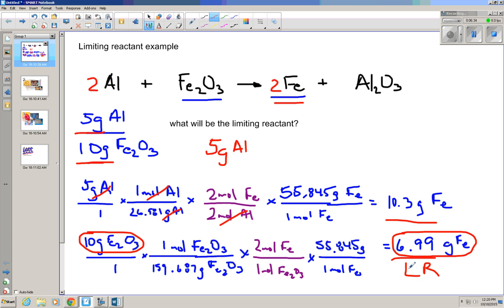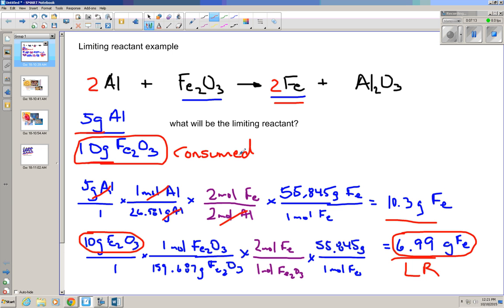So now that you know what the limiting reactant is, you could take your limiter and go back and find out exactly how much of the other thing you actually need. I wanted to say one more thing. In any chemical reaction, the limiting reactant is always the one that's completely consumed in the reaction. So basically, if I do this reaction, every bit of the iron oxide that I have here is going to be consumed, used up.